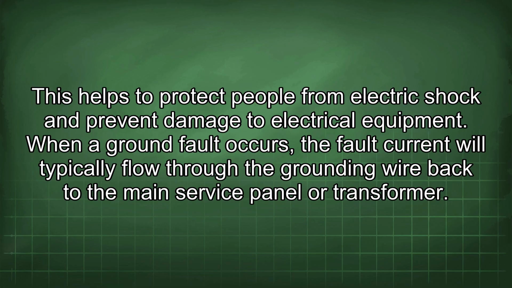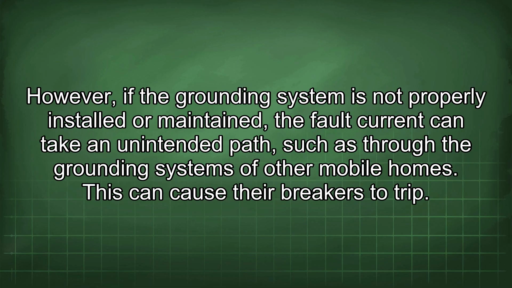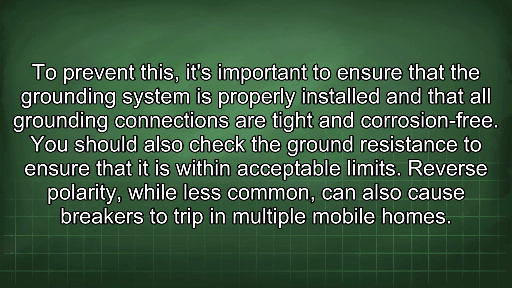When a ground fault occurs, the fault current will typically flow through the grounding wire back to the main service panel or transformer. However, if the grounding system is not properly installed or maintained, the fault current can take an unintended path, such as through the grounding systems of other mobile homes. This can cause their breakers to trip. To prevent this, it's important to ensure that the grounding system is properly installed and that all grounding connections are tight and corrosion-free. You should also check the ground resistance to ensure that it is within acceptable limits.